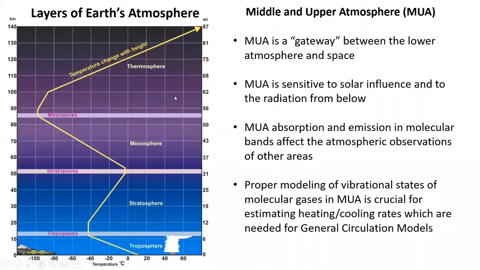So the middle and upper atmosphere is seen as the gateway between the lower atmosphere and space. This region is sensitive to the solar influence as well as radiation from below. The absorption and emission of molecular bands in the middle and upper atmosphere affect atmospheric observations of other areas. Proper modeling of vibrational states of molecular gases in the middle and upper atmosphere is crucial for estimating the radiative heating and cooling rates needed for general circulation models.